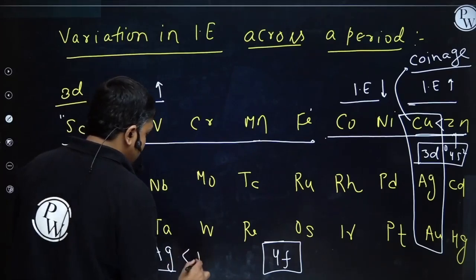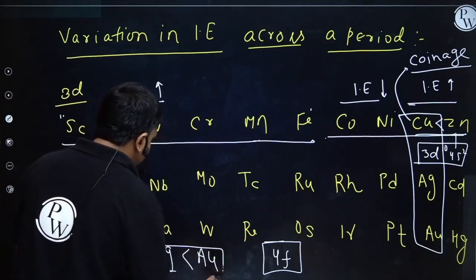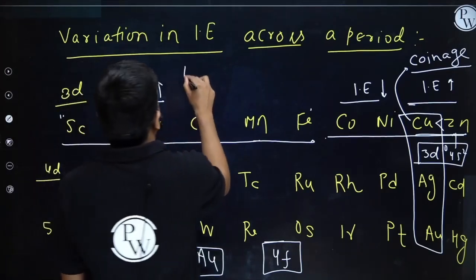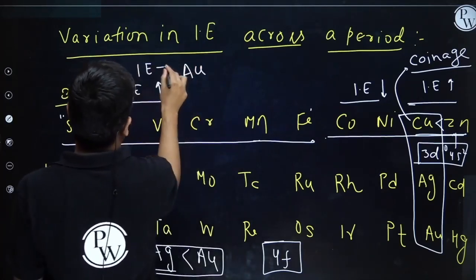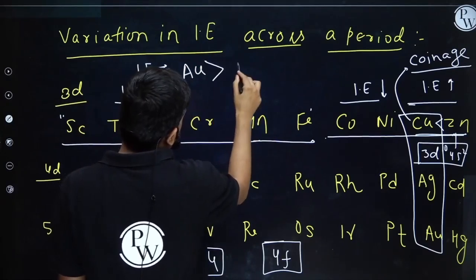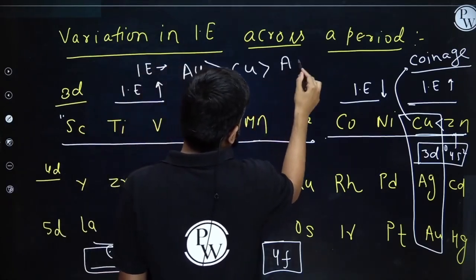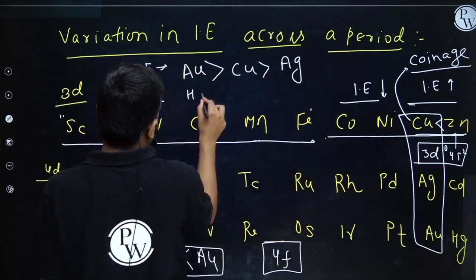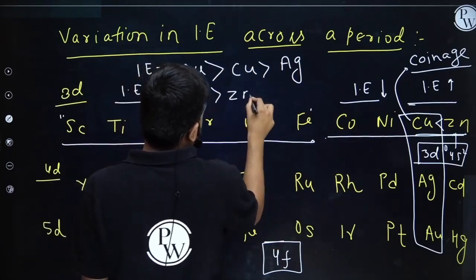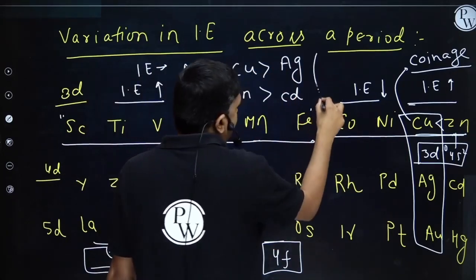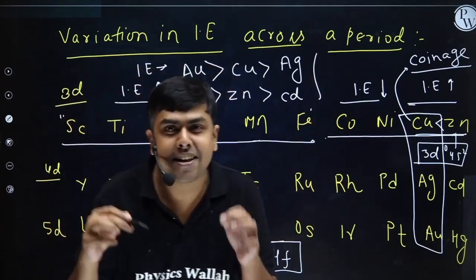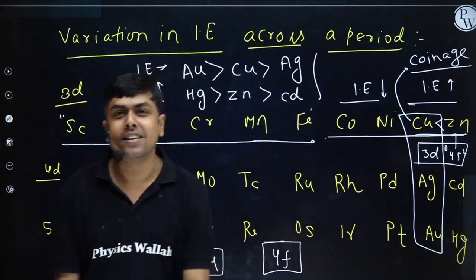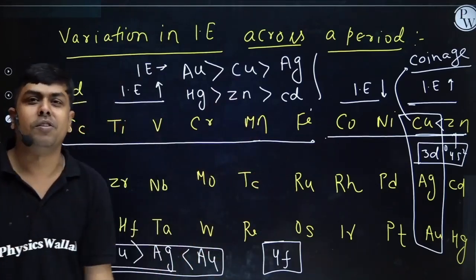Gold. Now, if I have to compare the ionization energy order of these coinage elements, it will be maximum for gold, then for copper, and least for silver. Same even with group 12 elements: maximum for mercury, then for zinc, and then for cadmium. I hope you understood the variation of ionization energy across the period and down the group. Am I clear, students? Please copy it and then we'll move ahead.